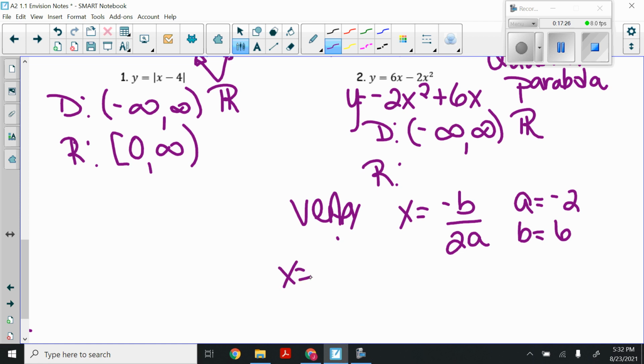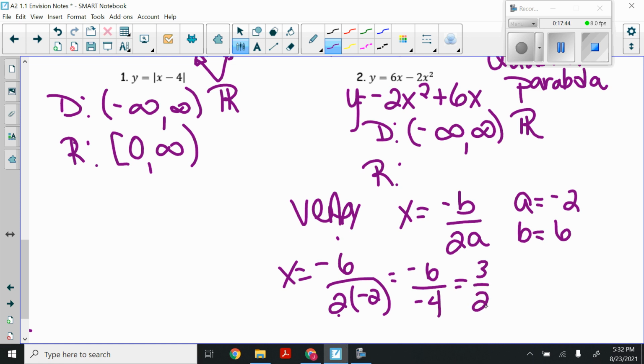x equals negative b. My b was 6, so negative 6. You just change the sign of it. Divided by 2 times a, my a is negative 2. So I have negative 6 over 2 times negative 2. Two negatives make a positive. That reduces down. They both have a 2 in common. That reduces to 3/2. So the x value of my vertex is 3/2.